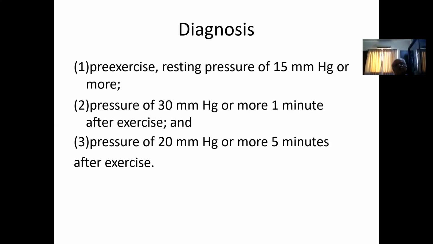Now, how do we diagnose chronic compartment syndrome? You have to measure the compartment pressure. You cannot diagnose clinically. The first criterion is a pre-exercise resting pressure of 15 mmHg or more. The second is if the pressure rises up to 30 mmHg within 1 minute of exercise. The third criterion is a pressure of 20 mmHg or more after 5 minutes of exercise. If the patient does 5 minutes of exercise and you measure a pressure of 20 mmHg, then it is chronic exertional compartment syndrome. So these three are the criteria for diagnosis.